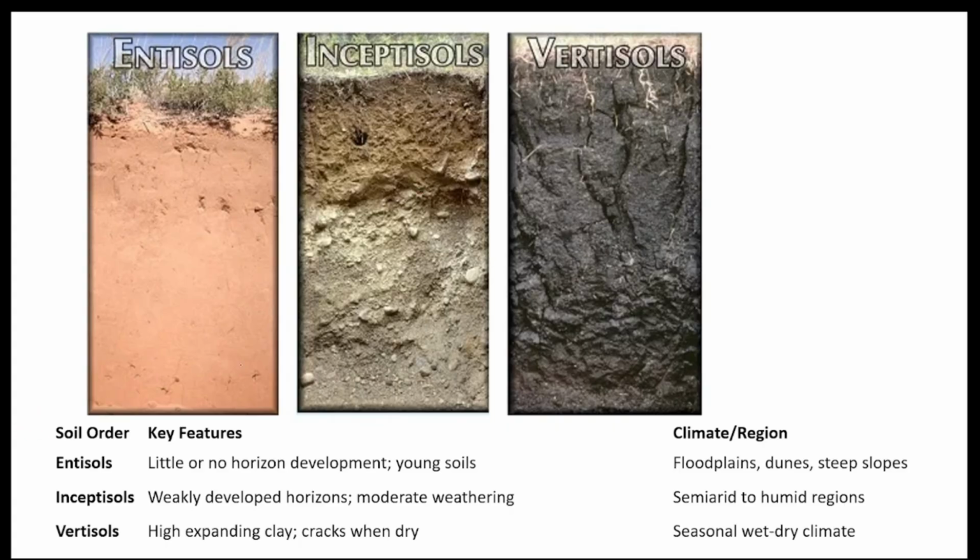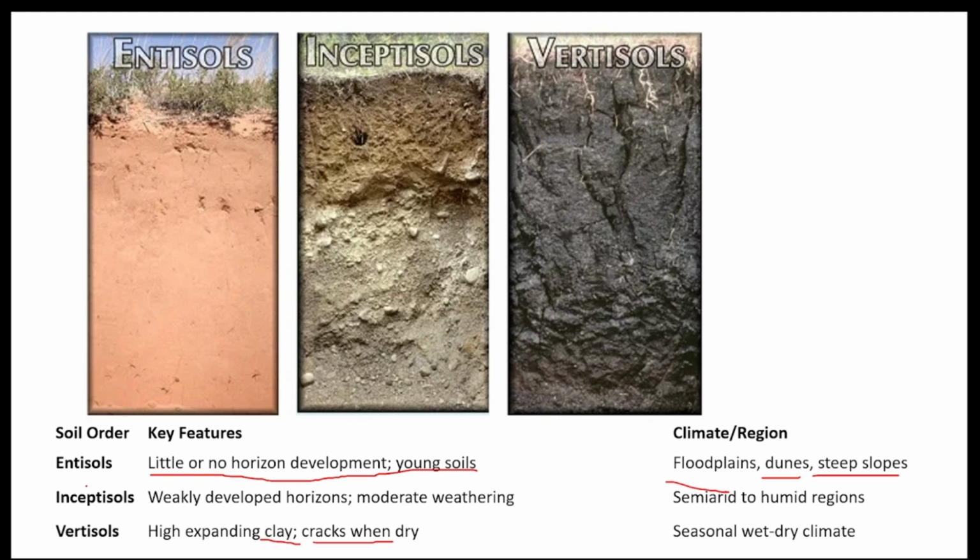Here it is. See, in entisols, little or no horizon. It's a characteristic of entisols. It's a young soil found in floodplains, dunes, steep slopes, because the sediment that is deposited is of a uniform type. It does not have layers. It does have layers, but it has a uniform sediment type. Okay. Then we have vertisol. It has clay, it has cracks when dry, yeah, seasonal wet and dry season.